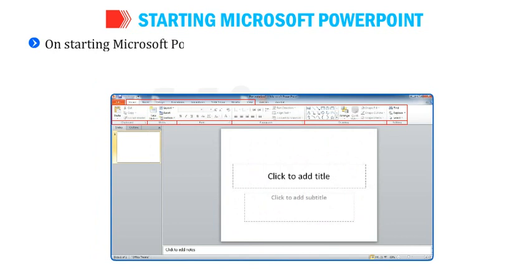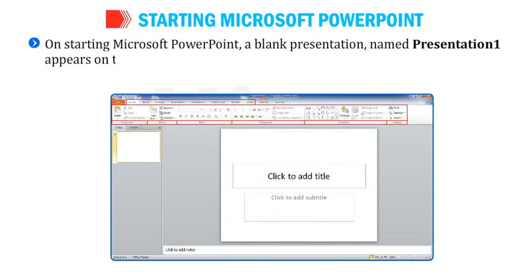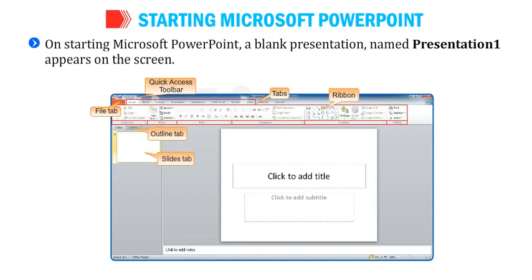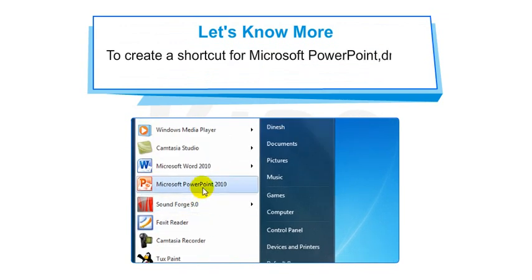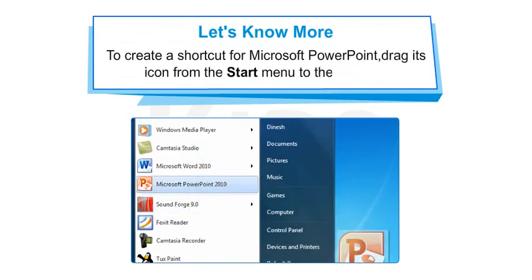On starting Microsoft PowerPoint, a blank presentation named Presentation 1 appears on the screen. File tab, Quick Access Toolbar, Tabs, Ribbon, Outline tab, Slides tab, Groups, Placeholders, Slides pane, Notes pane, Status bar, Zoom slider. Students note that to create a shortcut for Microsoft PowerPoint, drag its icon from the Start menu to the desktop.